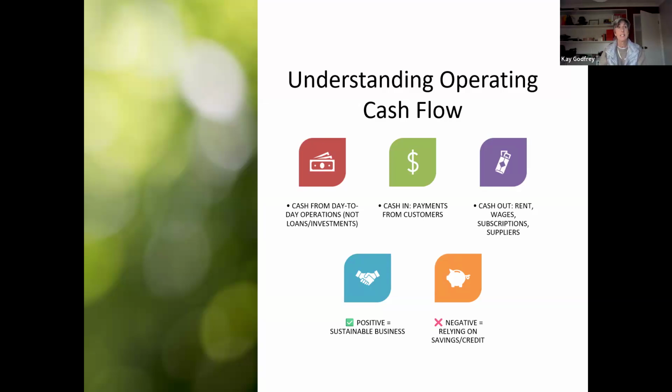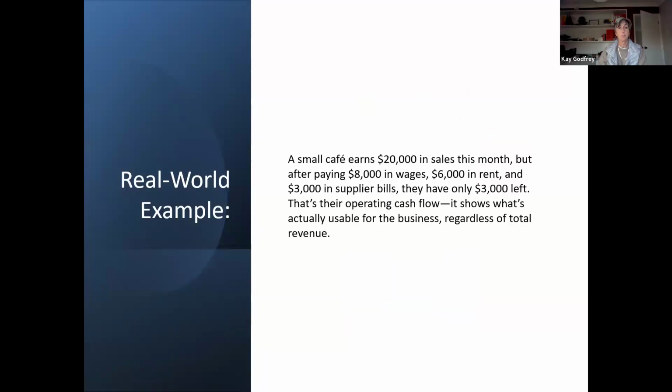However, if it's negative, more cash going out than coming in, you're relying on savings and credit, which in the long run isn't sustainable. So another example, a small cafe earns $20,000 in sales this month, but after paying $8,000 in wages, $6,000 in rent, and $3,000 in supplier bills, they only have $3,000 left. That's their operating cash flow. It shows what's actually usable for the business, regardless of total revenue.